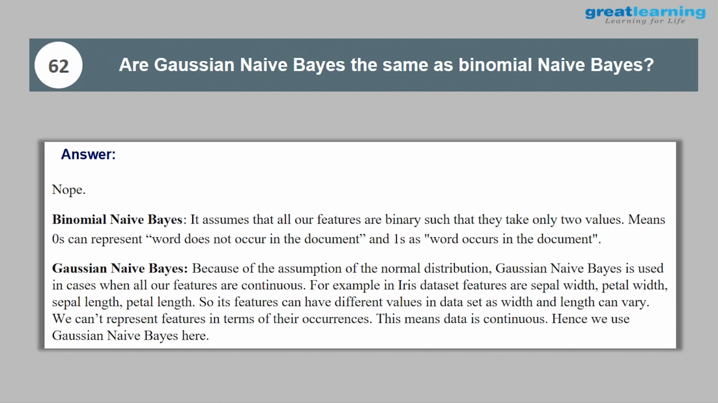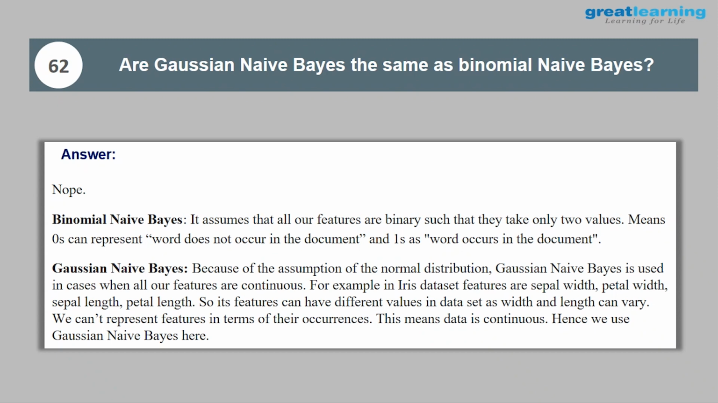Now let's have a look at, is Gaussian naive Bayes the same as binomial naive Bayes? No. Binomial naive Bayes assumes that all our features are binary, such that they can take only two values. Zeros can represent what does not occur in the document and ones what occurs in the document. Then what is Gaussian naive Bayes?